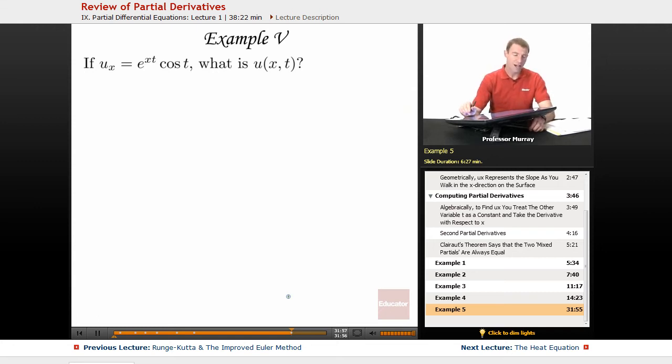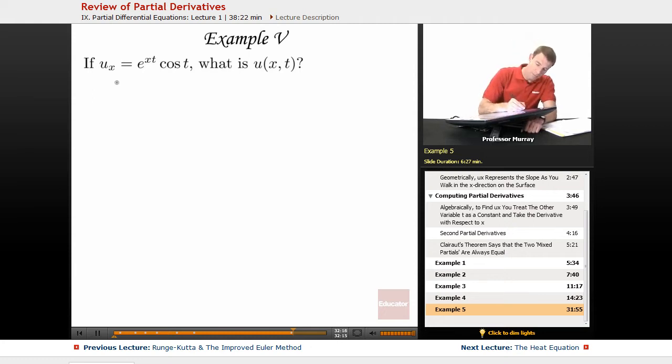So in our example 5, we're going the opposite direction from taking partial derivatives. This time we're given a partial derivative, and we're asked to figure out what the original function could be that would have produced that. So essentially what we're going to do is integrate with respect to x.